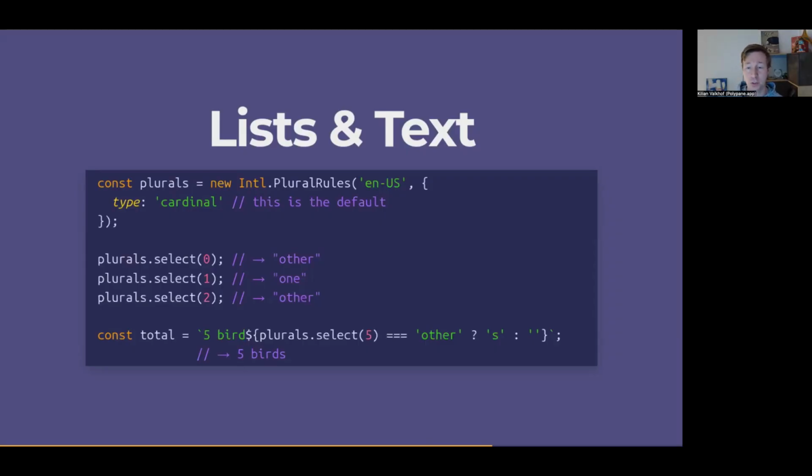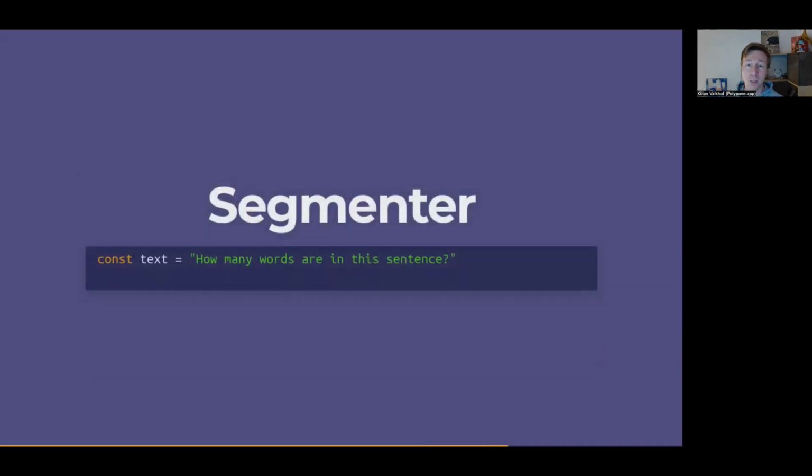But other languages have many more to differentiate between things like two of a thing and more than three of a thing. And this is where the plural rules API becomes much more useful to give you the appropriate information. Now let's move on to the segmenter API, which helps us to do something that's really easy for humans, but hard to do in code: segment natural language.